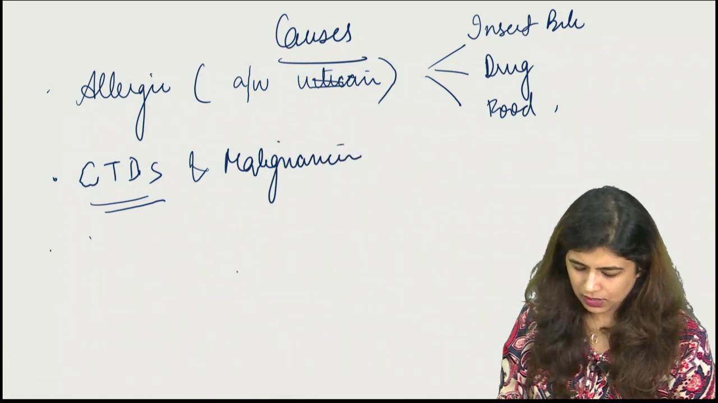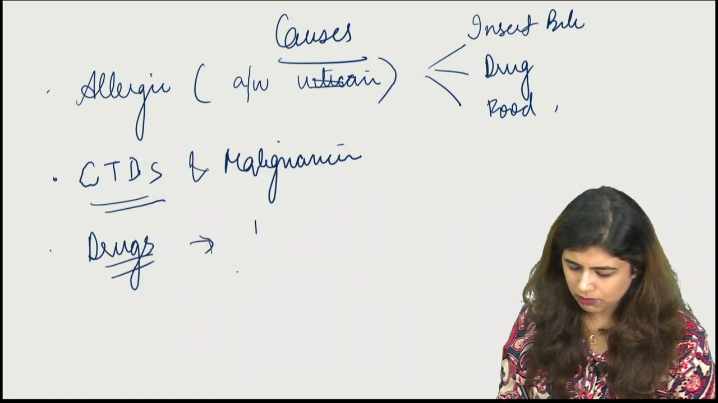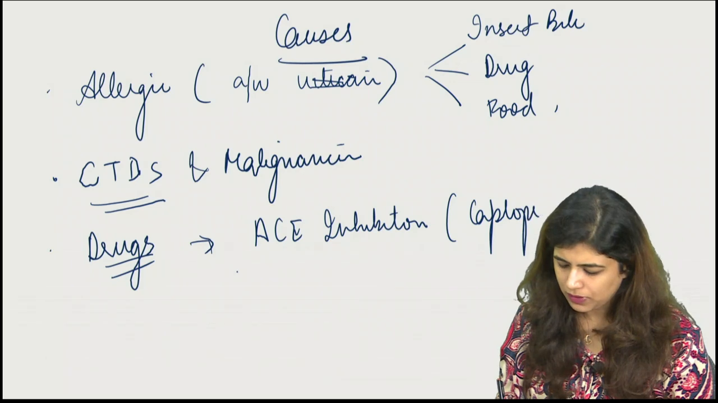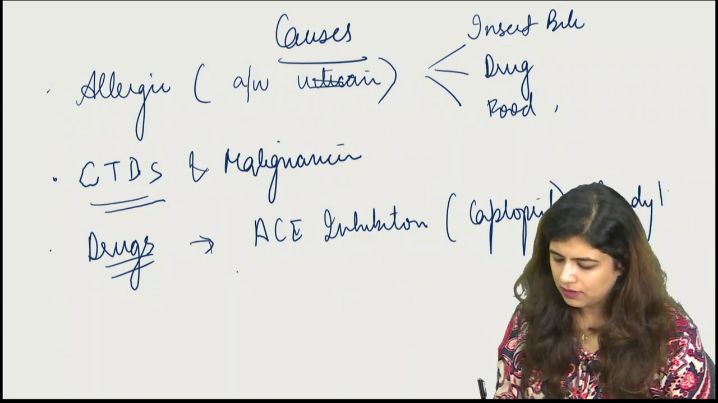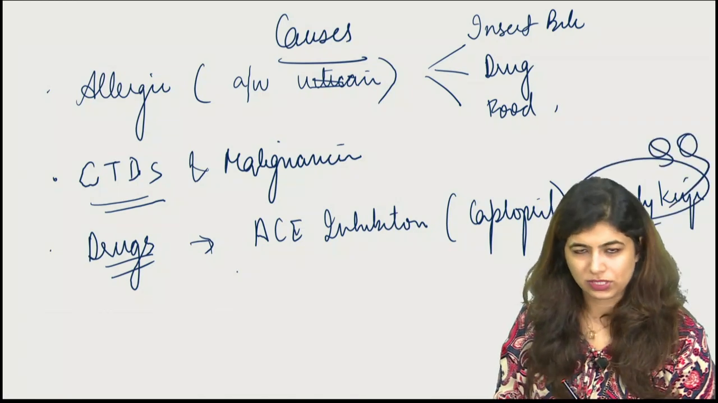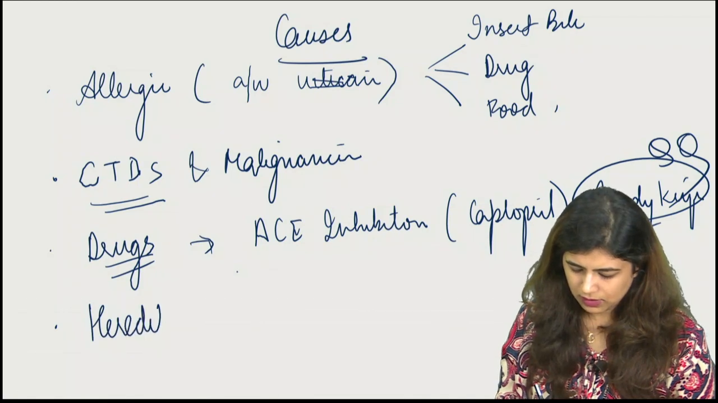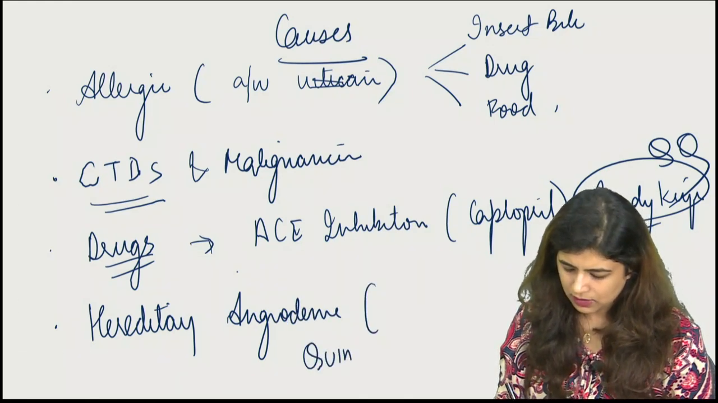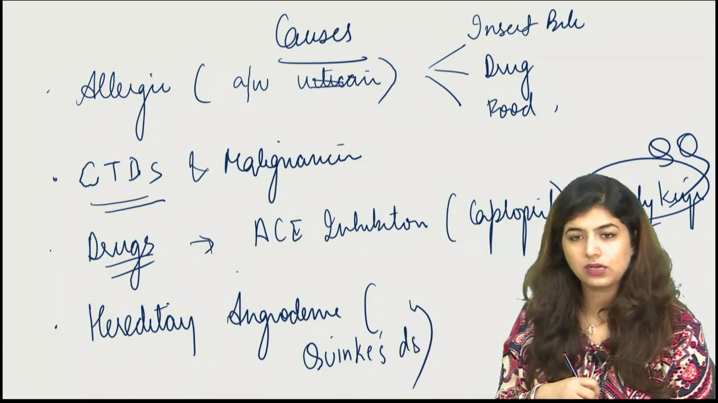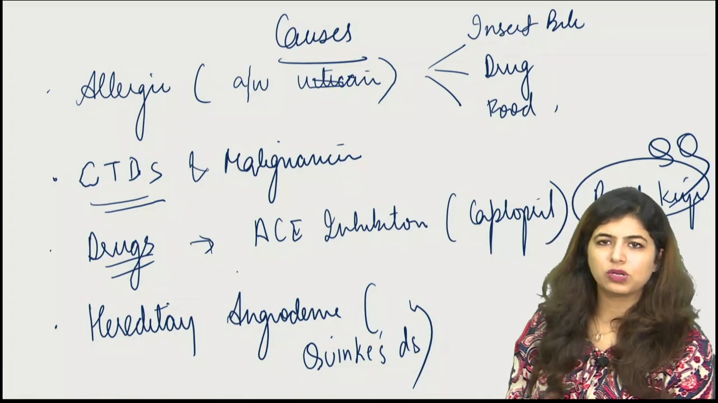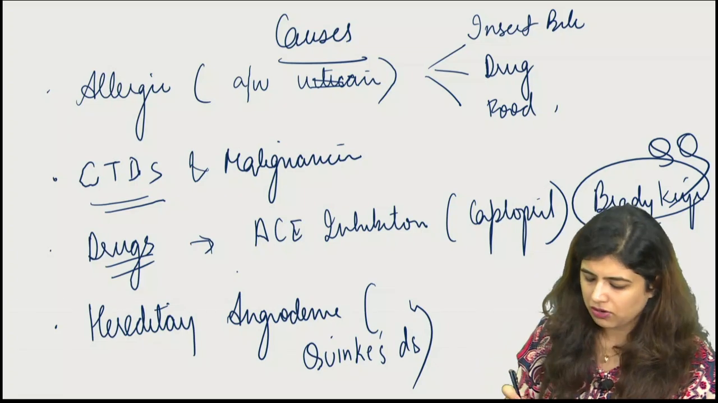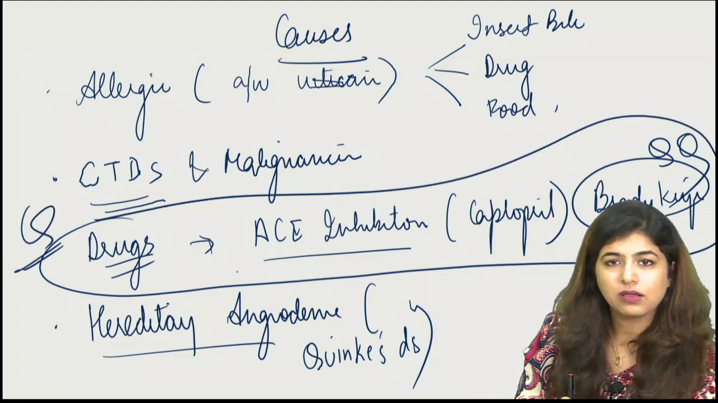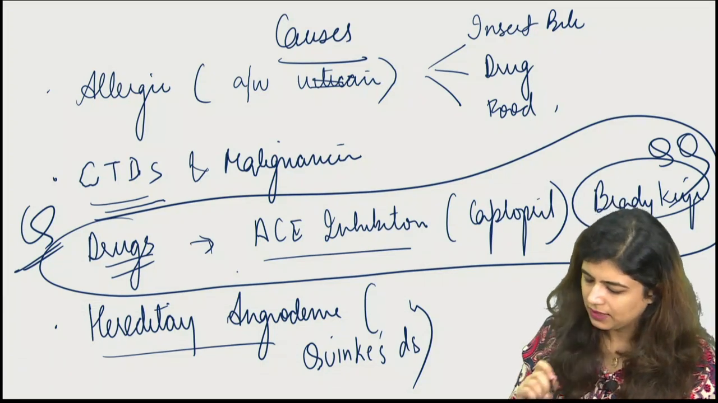Third is drugs. In the drugs, the most important drugs to cause this are your ACE inhibitors, mostly being captopril, and here also the mediator is bradykinin. Very, very important question. Fourth cause is hereditary angioedema, which is also called Quincke's disease. That's a separate topic which is to be discussed in detail, so I'll not be doing that here. Depending upon a question, we will discuss hereditary angioedema, but amongst the causes, drug-induced angioedema is the most important. Clear to everyone? Great.